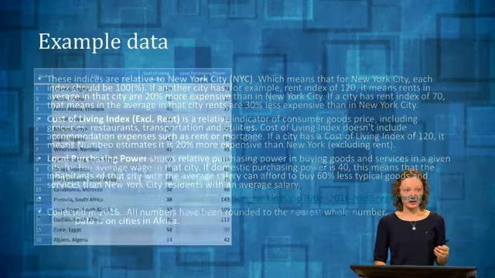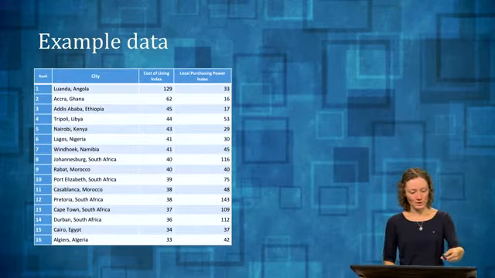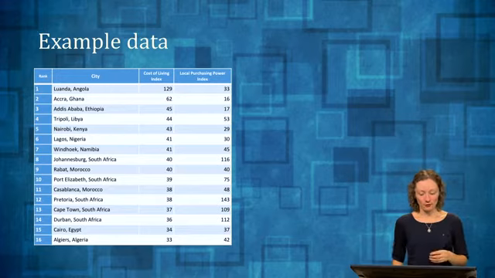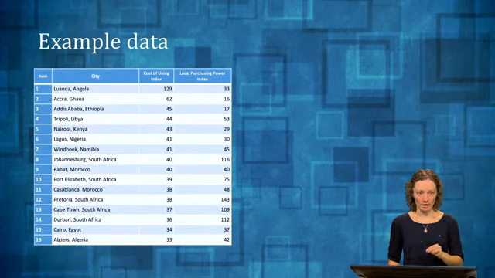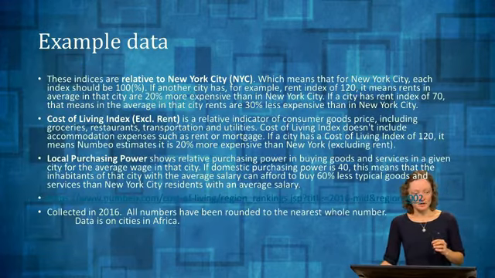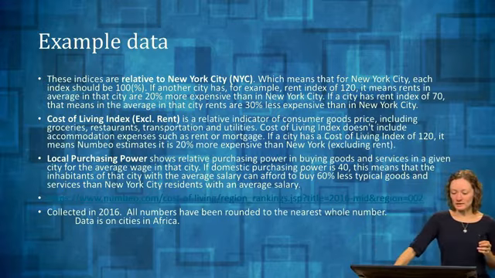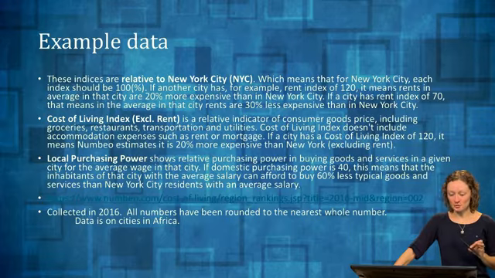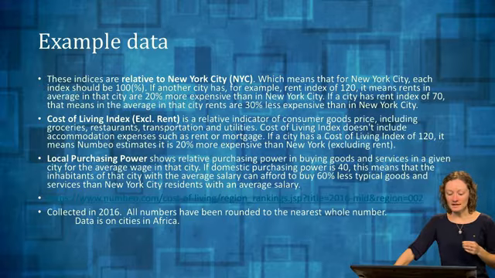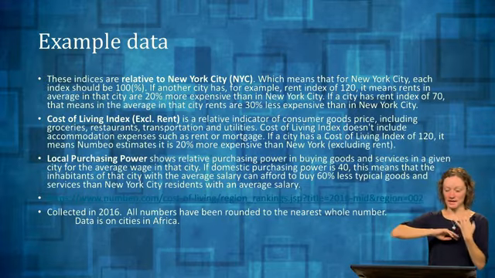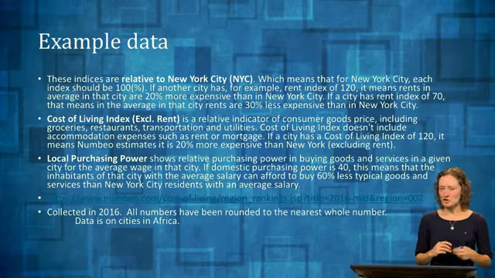So the data that we're going to look at on this next slide, we have a whole bunch of cities and some information for them, cost of living index and local purchasing power. Let me explain a little about these. So these indices are relative to New York City, which means that for New York City, each index would be 100%. If another city has, for example, a rent index of 120, it means rent is 20% more expensive than in New York City. If it has a rent index of 70, it means it's 30% less than New York City. So I'm not sure why New York City is the chosen baseline for this website.